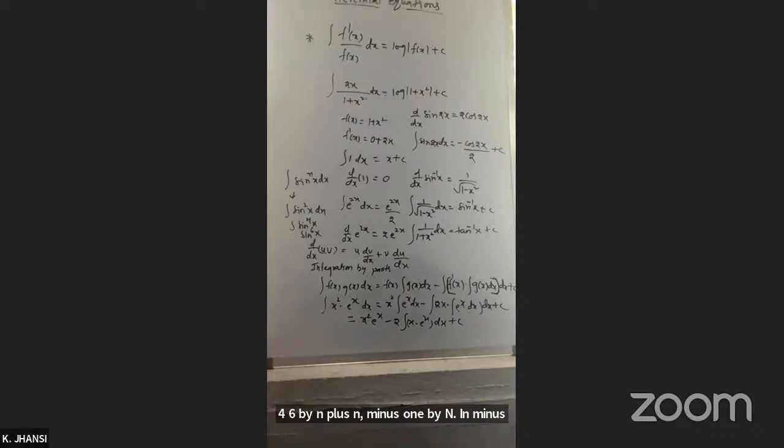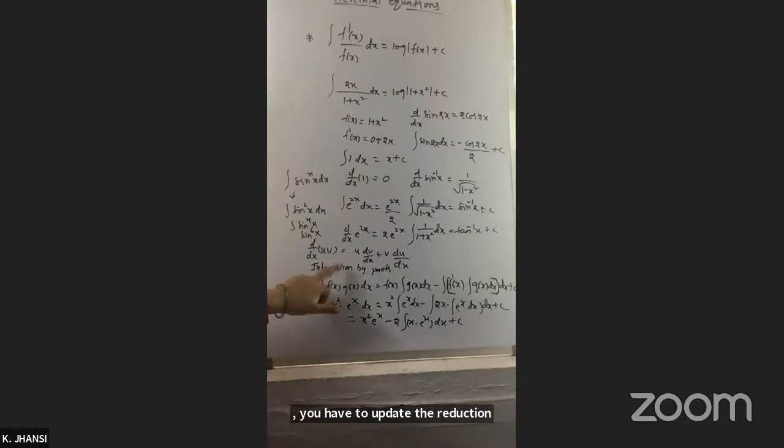If you remember this formula, if they ask sine to the power of 4x, then here we write I 4 equals minus sine 4 minus 1, that is sine cube x cos x by 4, plus 4 minus 1 is 3, 3 by 4 I 4 minus 2, that means I 2, you will get. So again, a second time you have to apply the reduction formula.